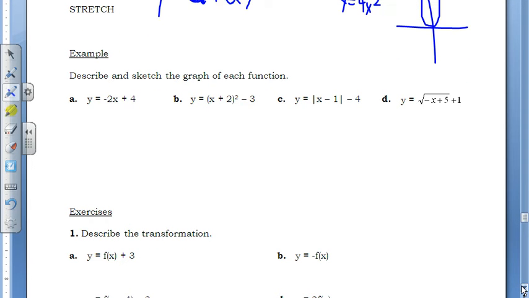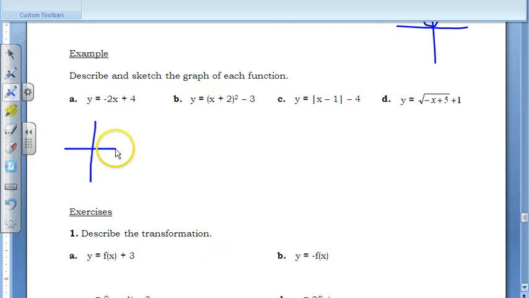Looking at this first one, I know it's going to be a line because it has nothing special or fancy about the notation. There's no power 2, which makes a U shape. There's no bars, which make the V shape. There's no square root. It's just the x. The negative 2 will stretch it vertically down, and the plus 4 will make it go up 4. So with all of that in mind, my graph is going to intersect the axis going through positive 4 down with a slope of negative 2.